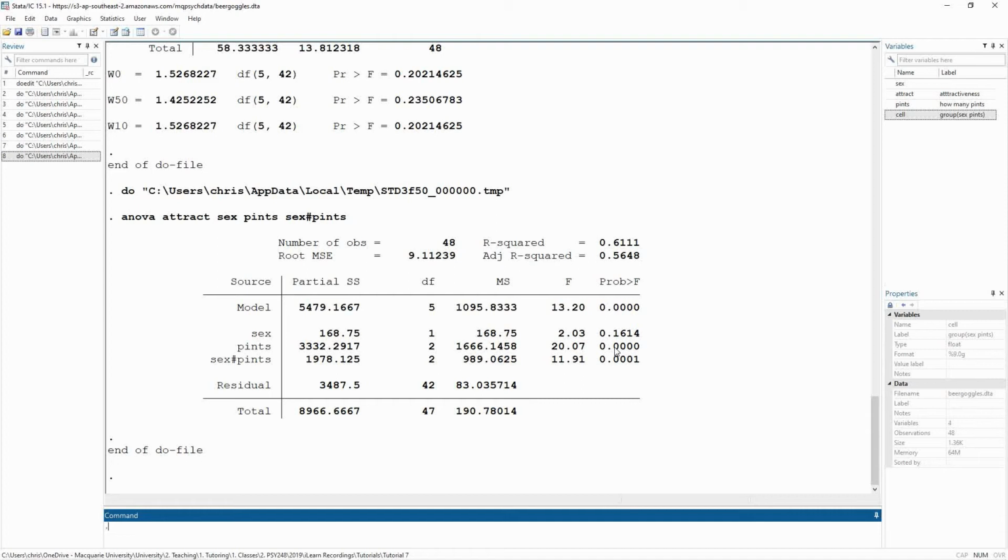Because, for example, let's say, I know this isn't true, we've already looked at the means, but just hypothetically, if attractiveness scores went up with alcohol for, say, females and went down for males, then if I averaged across that up and down for that main effect of pints, I'm actually not going to represent the data.